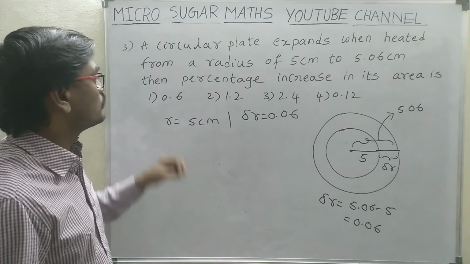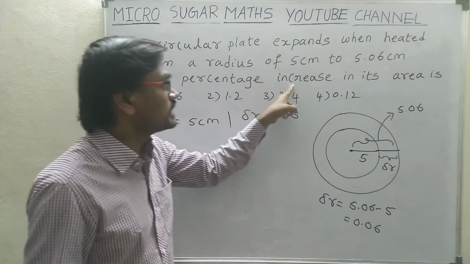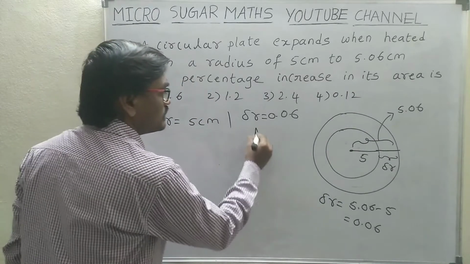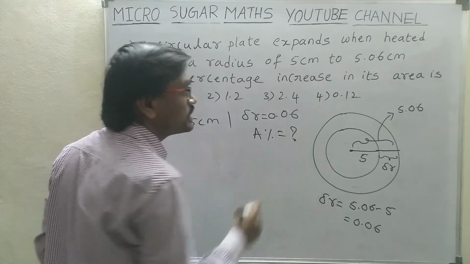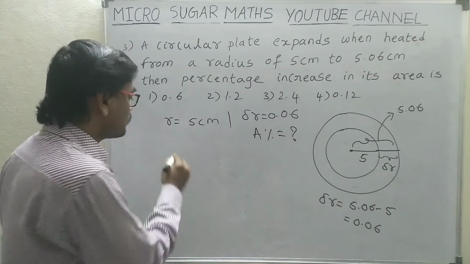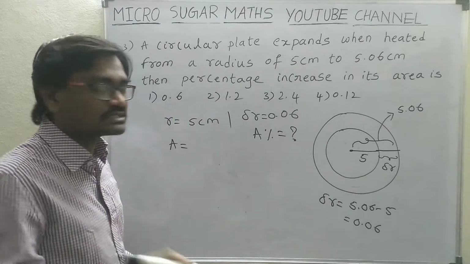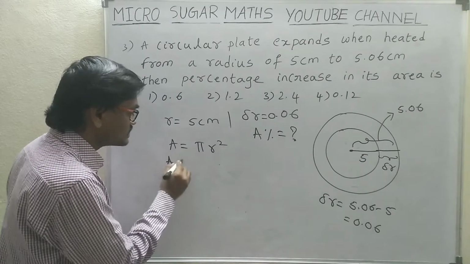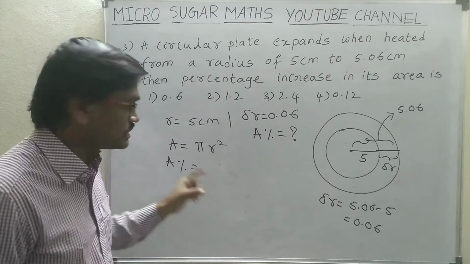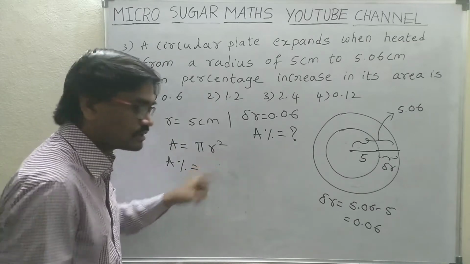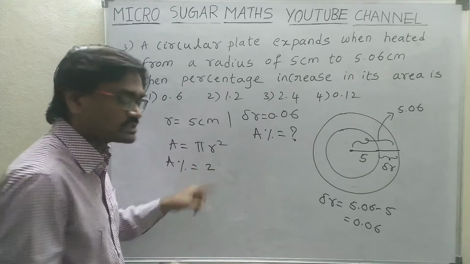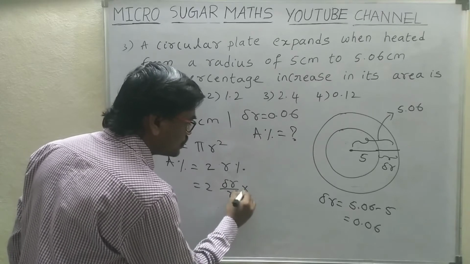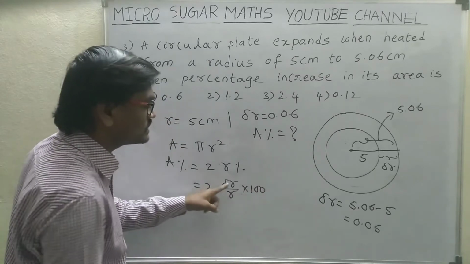Now students, we require the percentage increase in its area, meaning we need A percentage. Therefore what is the formula? A is equal to pi r square, students. Now here we require A percentage is equal to, what is the power? 2 into R percentage. Now students, delta R by R into 100. Now students, write out what is the delta R value?